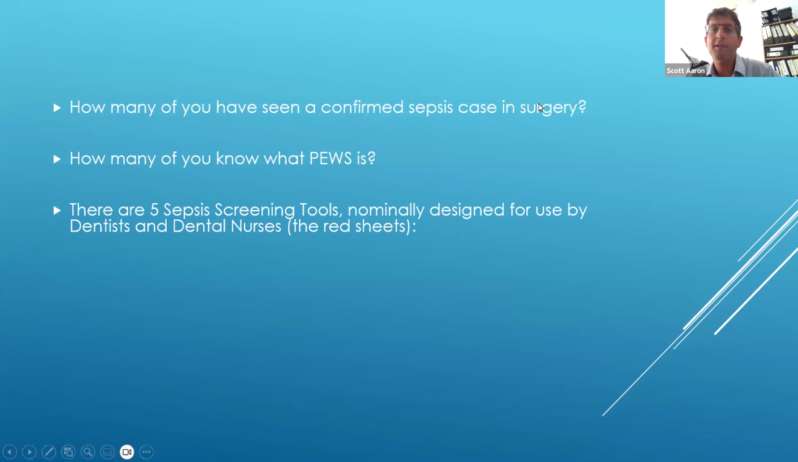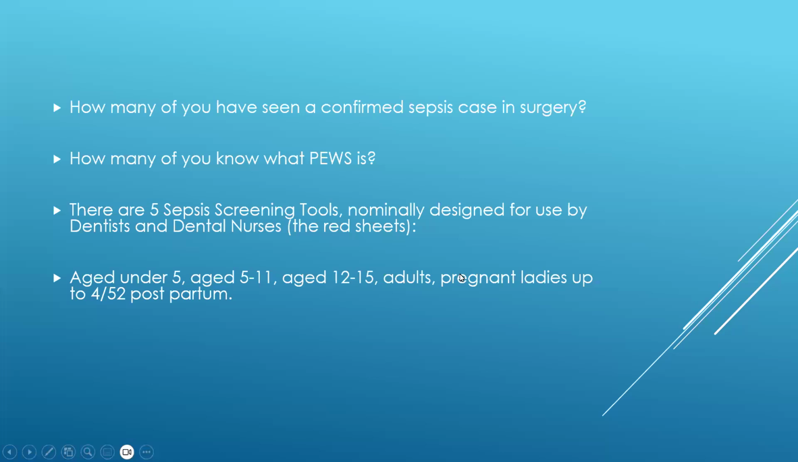The sepsis screening tools, these are the red pieces of paper you see up on the wall, the red posters. Most practices should have this, certainly our practices have got it. And they are nominally designed for dentists and dental nurses. On the top of one of them, it says follow PEWS, as if we're meant to know what PEWS is. The five of them are children under 5, children 5 to 11, children 12 to 15, adults and pregnant ladies up to 4 weeks after giving birth.